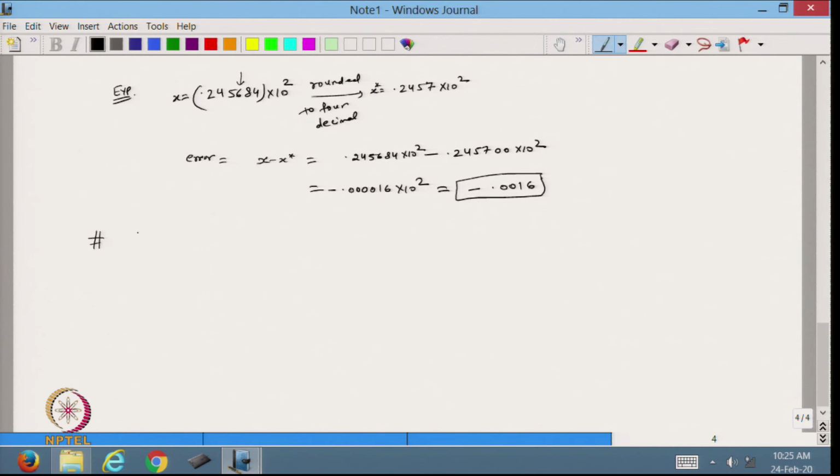Next, we want to discuss the errors due to rounding or chopping of a number.